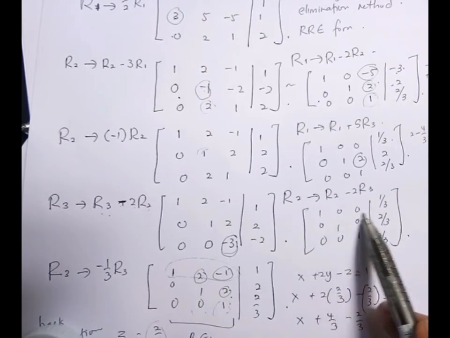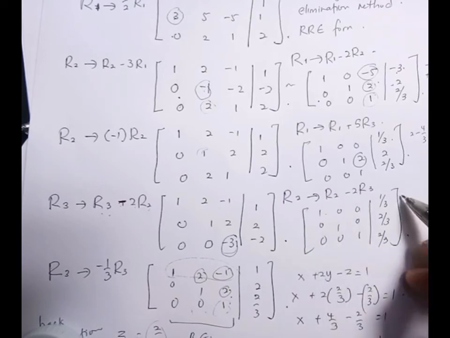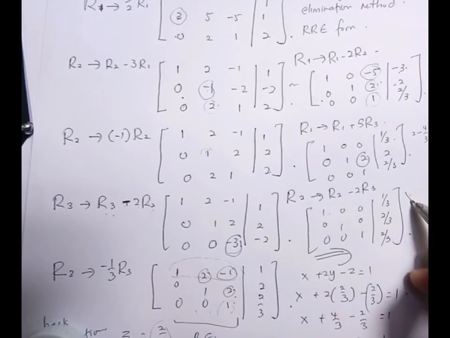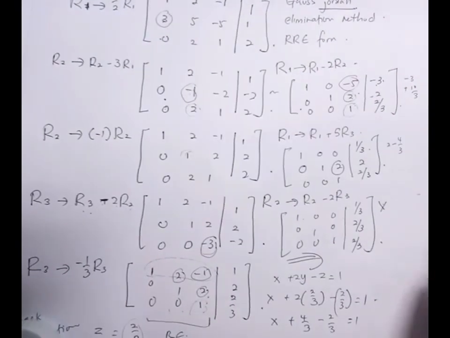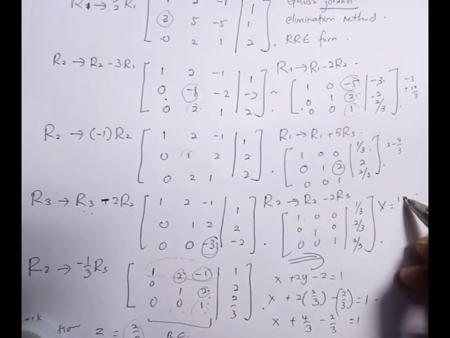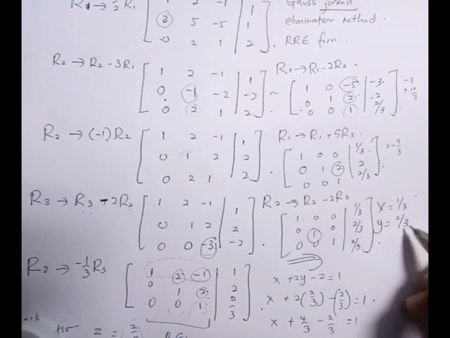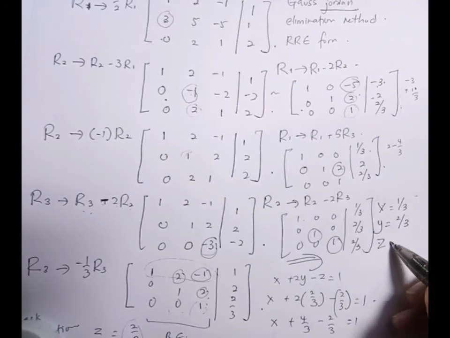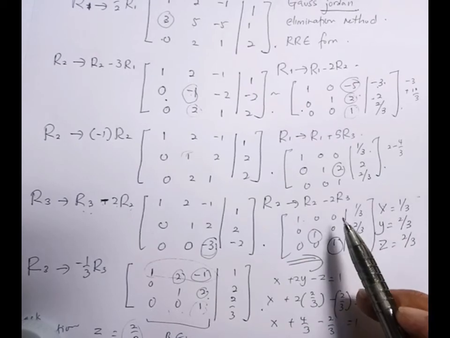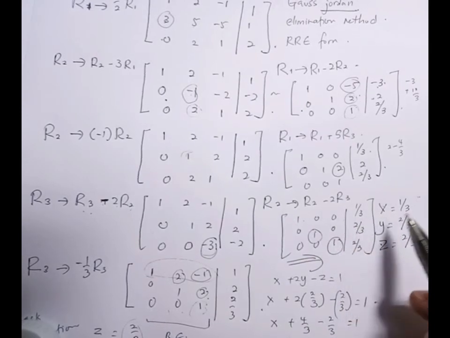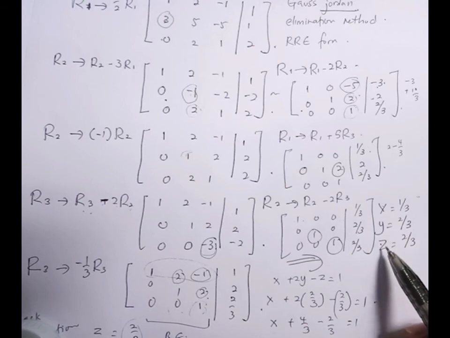Now straight away we get the answer. This is x, which is x equal 1 over 3. Here y equal 2 over 3. And here z equal 2 over 3. For the Gauss-Jordan elimination method, we straight away get the answer for x, y, and z.